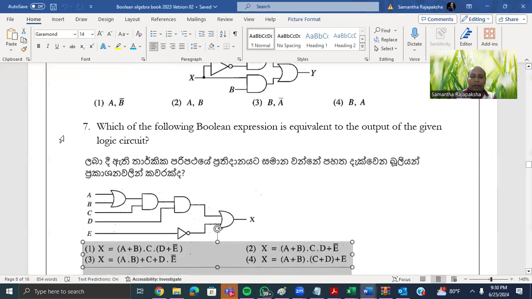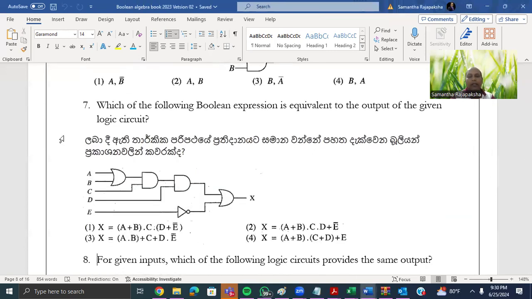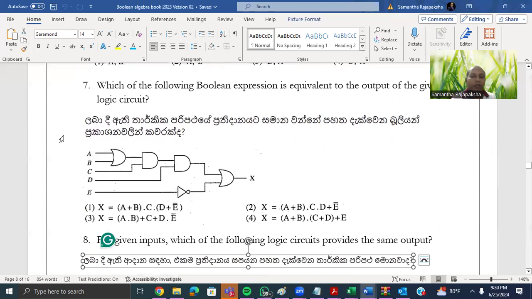Then this, I think, is a bit easier. The first one is A plus B, and that is multiplied with C, and that is multiplied with D. A plus B multiplied by C and multiplied by D, and then finally added with D bar. That is actually the second one. The answer is 2.